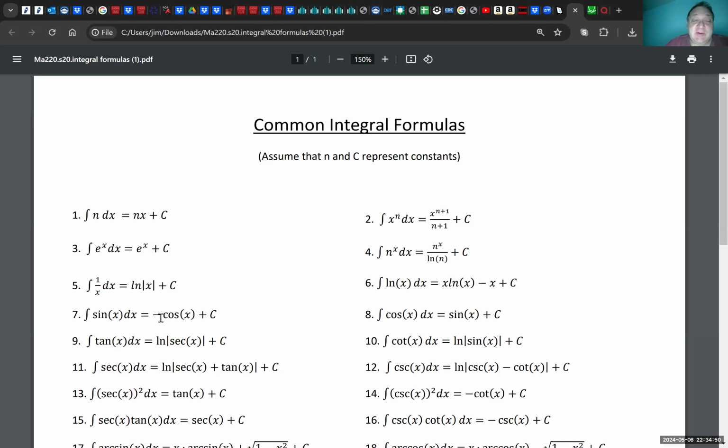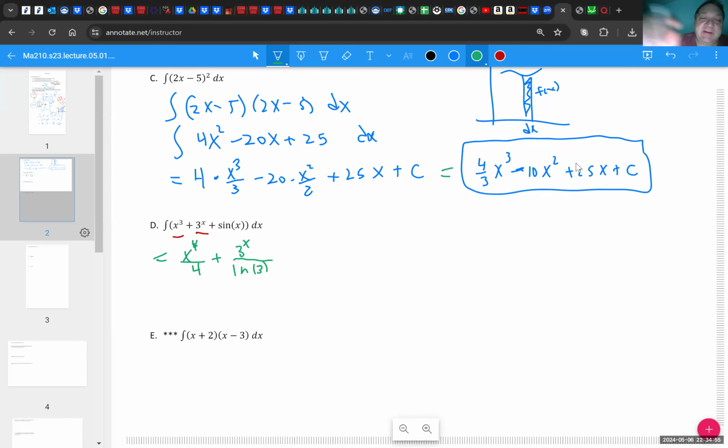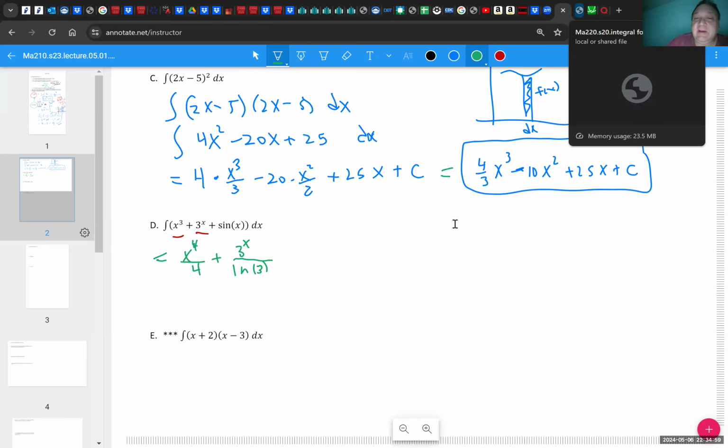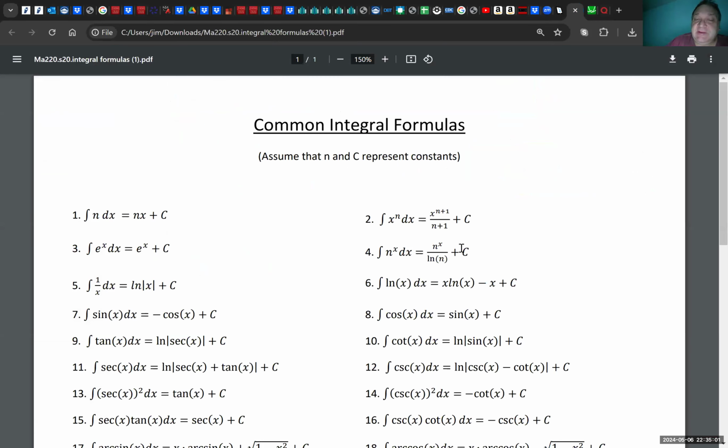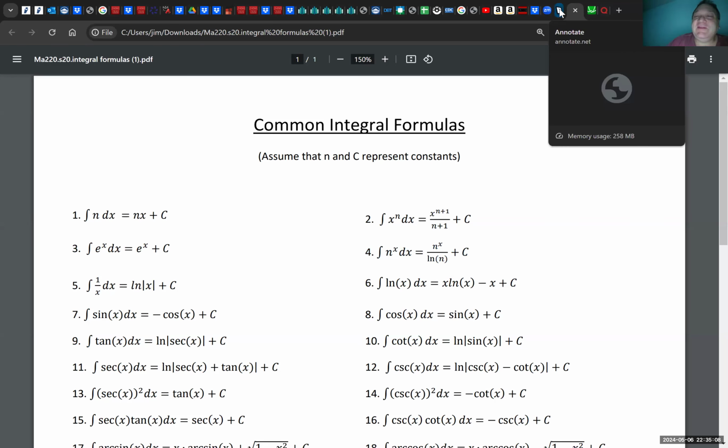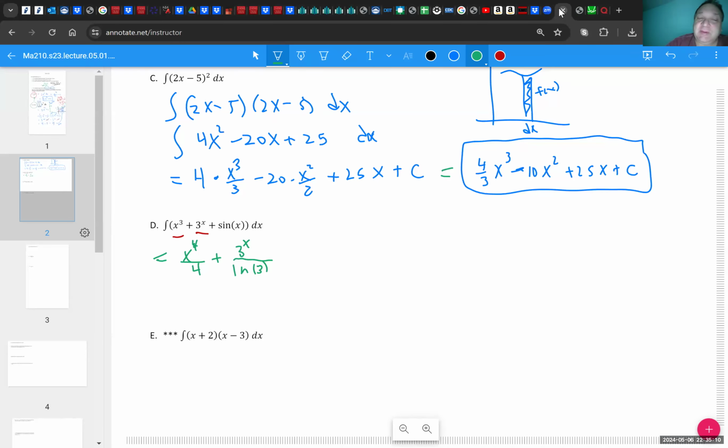Sine x is one of our formulas right here. And we're going to go ahead and write that out. Oh, I was doing 3 to the x over ln 3. I was just double checking that if I have a number to the x, the antiderivative is number to the x over the natural log of n plus c. Anyway, so that's the formula for the antiderivative of 3 to the x. The antiderivative of sine x, according to the formula sheet, or if you remember your derivative formulas, is minus cosine x, and we do get the plus c.